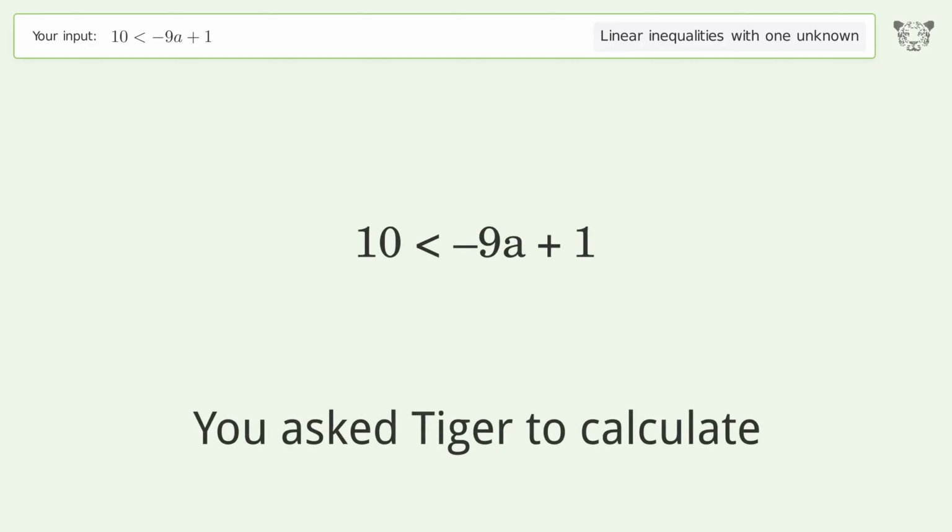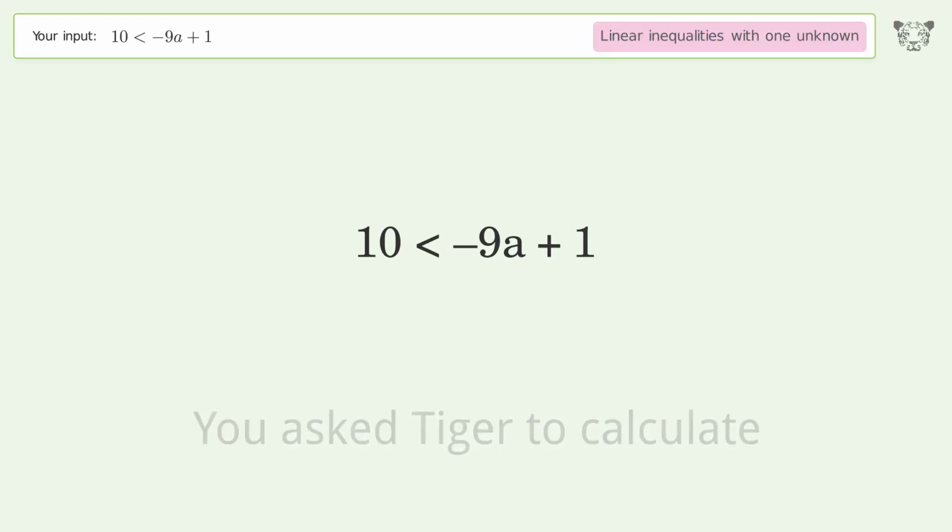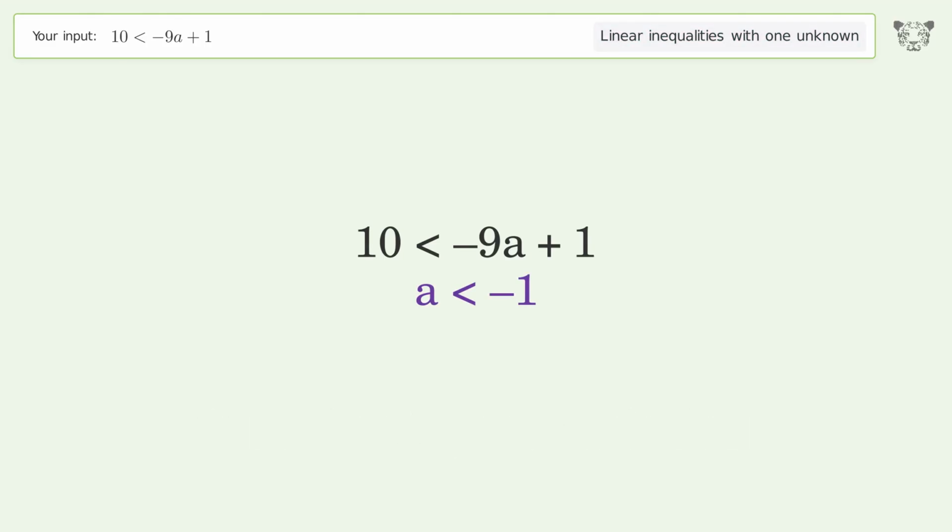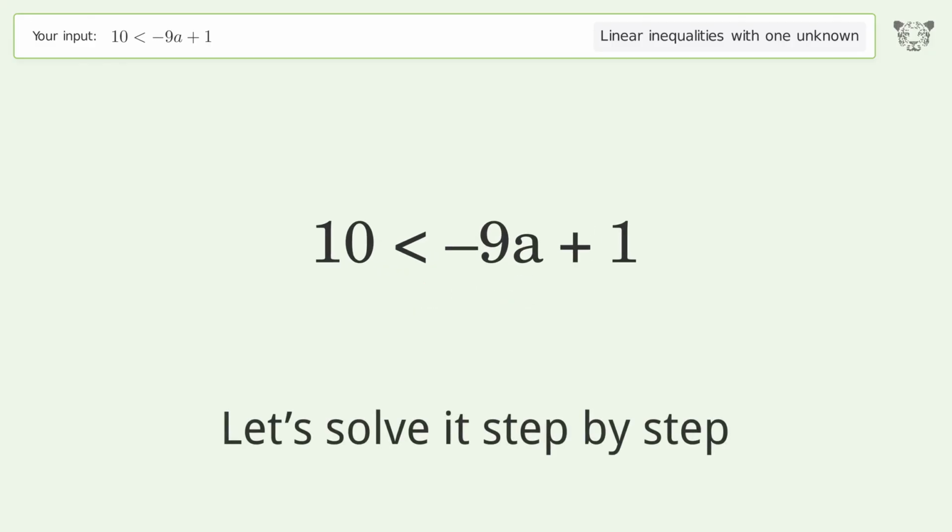You ask Tiger to calculate. This deals with linear inequalities with one unknown. The final result is a smaller than -1. Let's solve it step by step.